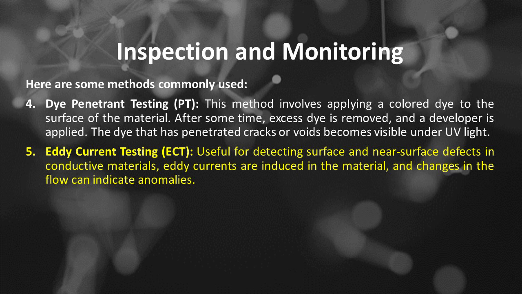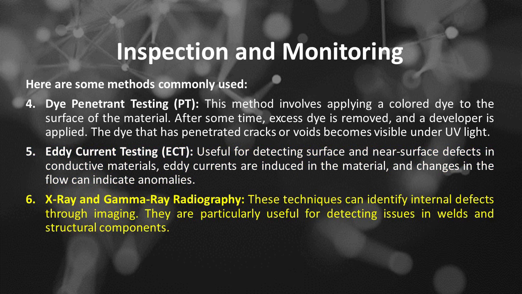Number 5 is eddy current testing, or ECT. Useful for detecting surface and near-surface defects in conductive materials, eddy currents are induced in the material, and changes in the flow can indicate anomalies. Number 6 is X-ray and gamma-ray radiography. These techniques can identify internal defects through imaging. They are particularly useful for detecting issues in welds and structural components.